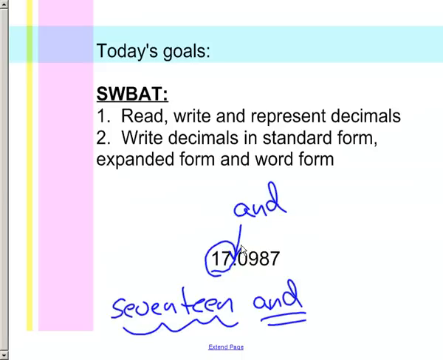And then what you're going to do is look at the number after the decimal. You're going to first read that as a number all by itself. So I see the number 987. So I'm going to write 987. Okay, so once I've read my whole number, put and for the decimal, read the number after the decimal as a number all by itself, then my last step is to identify which place value the last digit is in.